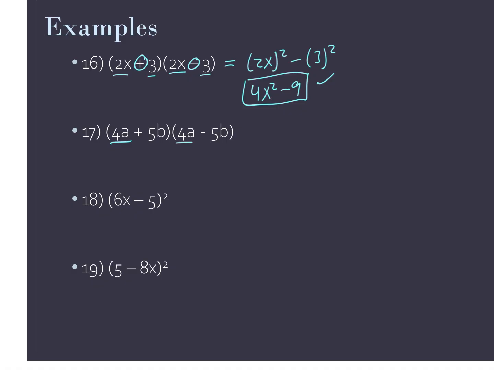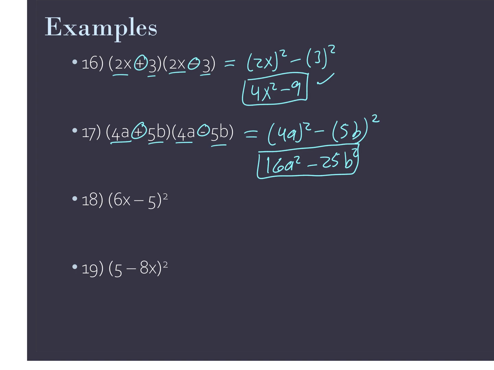Same exact thing with the next one, right? 4a, 4a, 5b, 5b, one has a plus, one has a minus. All you're doing is squaring the first minus squaring the second. And then we get 16a squared minus 25b squared.